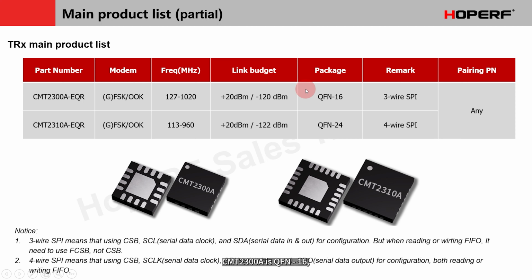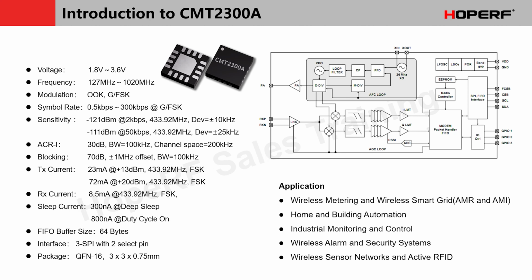CMT2300A is QFN16, with dimensions of 3 mm*3 mm. In terms of interface, CMT2300A uses 3-wire SPI, while CMT2310A uses the standard 4-wire SPI. Now we will introduce the detailed performance differences between the 2 chips.